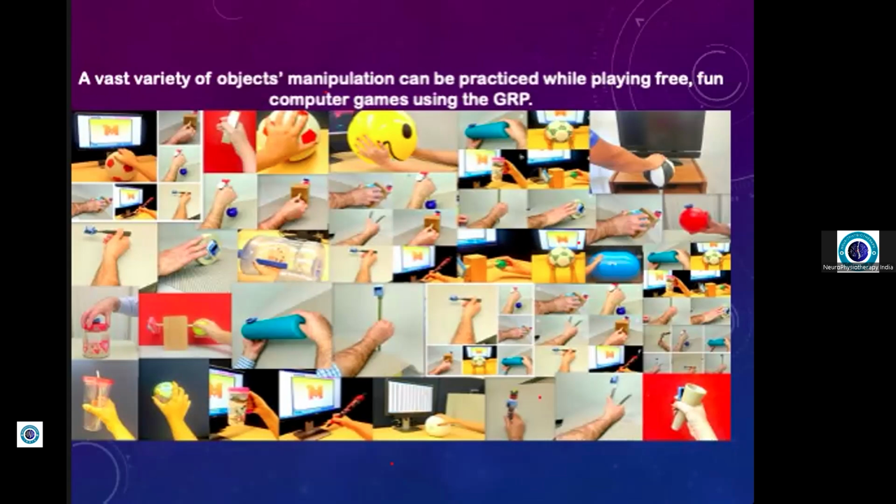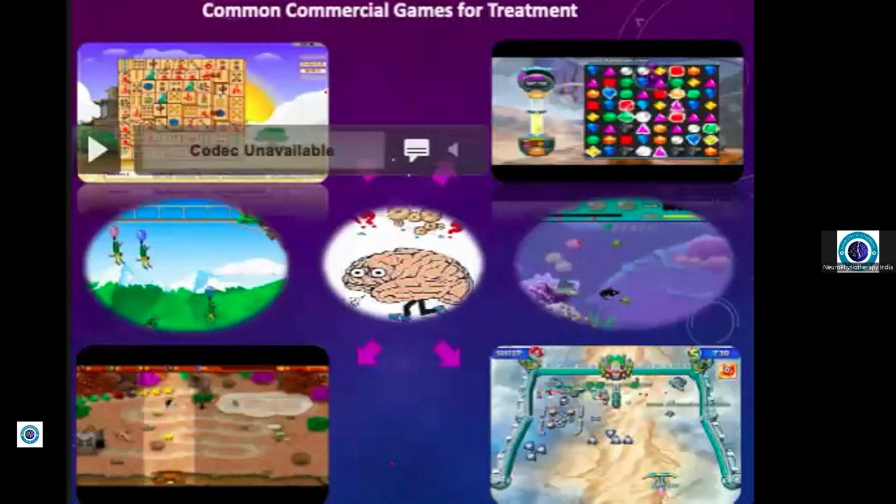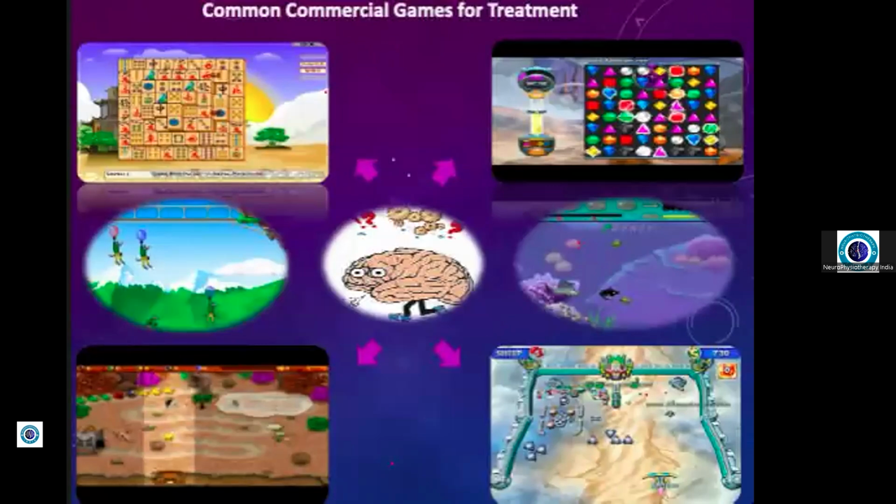Now, these objects had a very wide range of physical properties and required different modes of manipulation and different functional skills, which they needed to practice in order to use them in day-to-day life. But along with that, it was also necessary to choose the right type of games. So we chose online off-the-shelf games that were low cost and available just off the shelf.